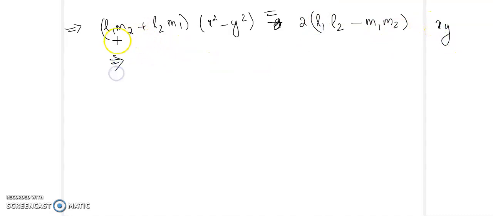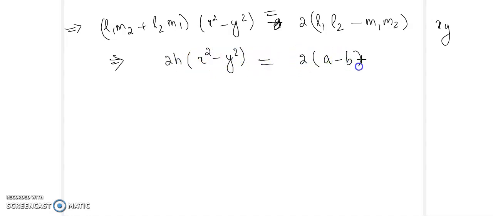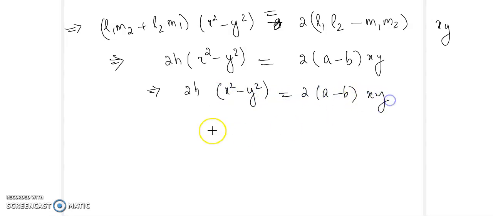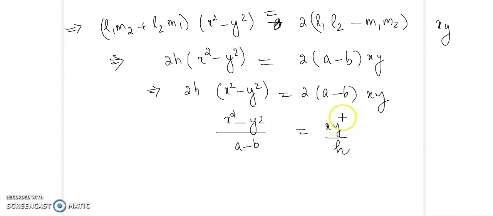And now we can use a substitution. This is 2h and this is a minus b. So that gives us 2h into x square minus y square equal to 2 a minus b xy. So you will get x square minus y square by a minus b equal to xy by h. So 2 will cancel off here. So this is going to be the equation of the bisectors of the angles.